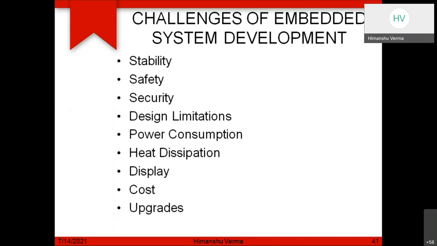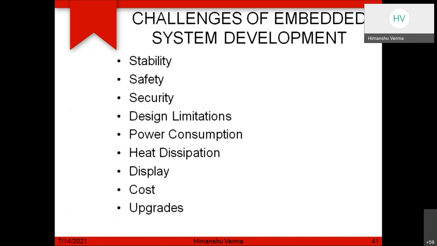Then we have heat dissipation. So no matter what method a designer uses, as long as an electronic device runs, it will generate some heat. So either we have to provide a cooling mechanism to it, or we have to use components in such a way that they produce minimal heat. Otherwise, that component will melt down and will destroy that system.